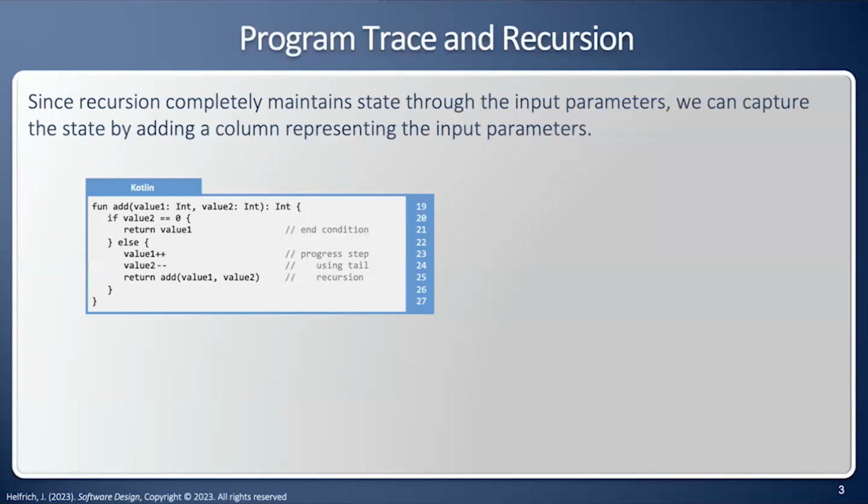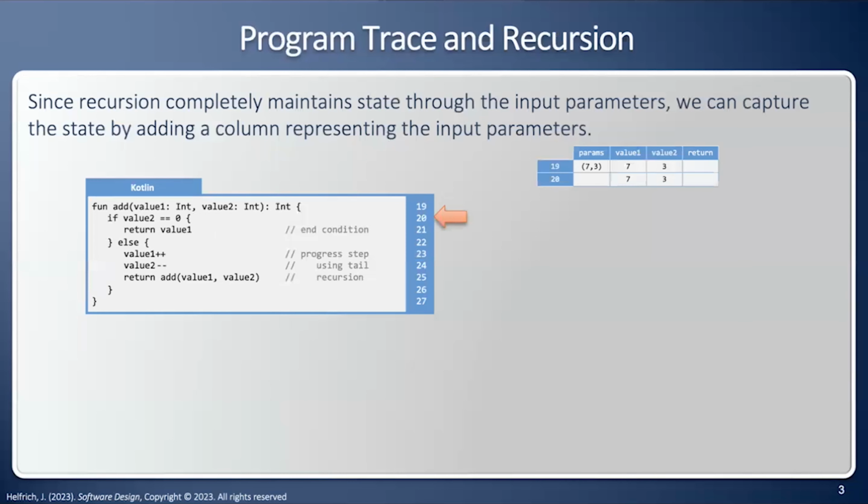So how do we do a program trace with recursion? Well, the trick is we have to keep track of which version of the function we've called. In other words, what are the input parameters? So here, I'm going to create an extra column called parameters and an extra column called return. And I want to add 7 and 3. So I'm going to call with 7 and 3 as my input parameters. And then I'm going to go to line 20. And see our value 1 and value 2 are 7 and 3.